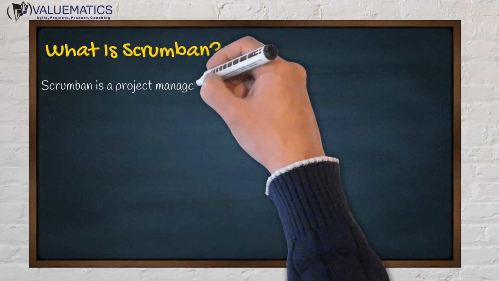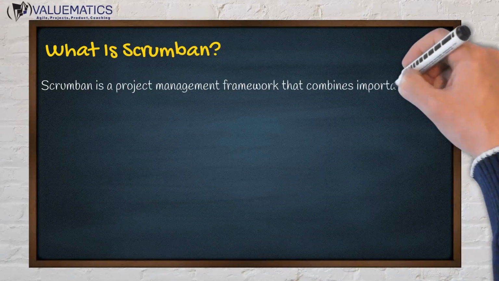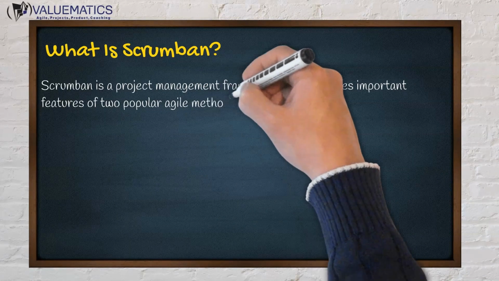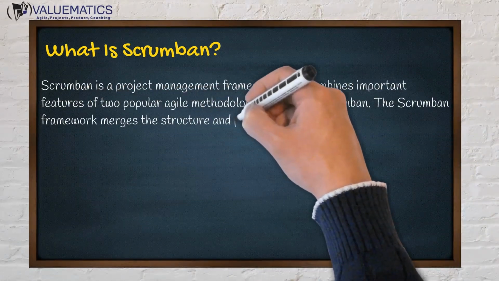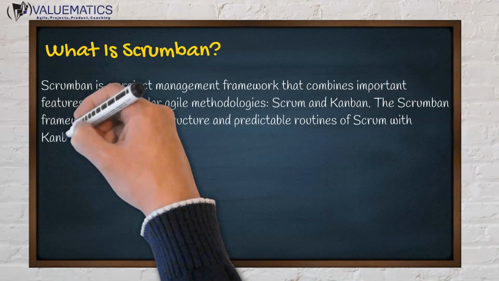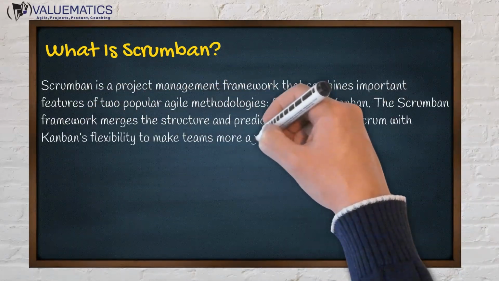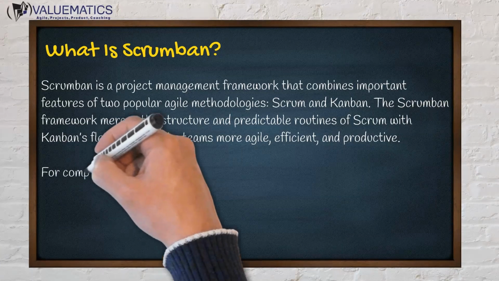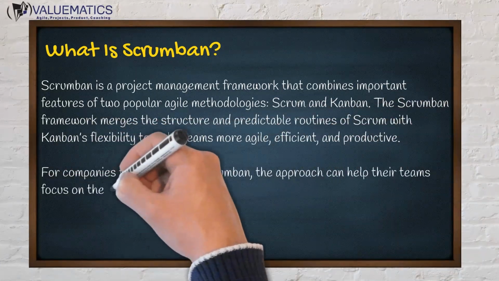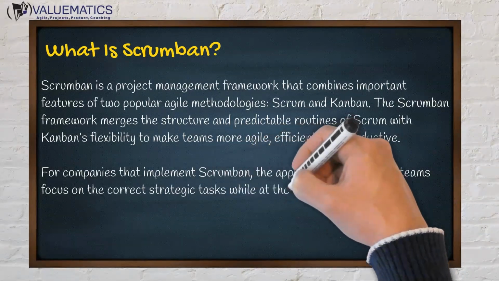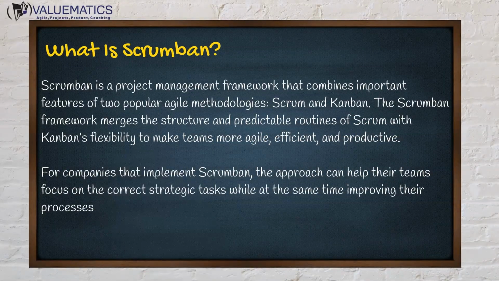ScrumBan is a project management framework that combines important features of two popular agile methodologies, Scrum and Kanban. The ScrumBan framework merges the structure and predictable routines of Scrum with Kanban's flexibility to make teams more agile, efficient, and productive. For companies that implement ScrumBan, the approach can help their teams focus on the correct strategic tasks while at the same time improving their processes.